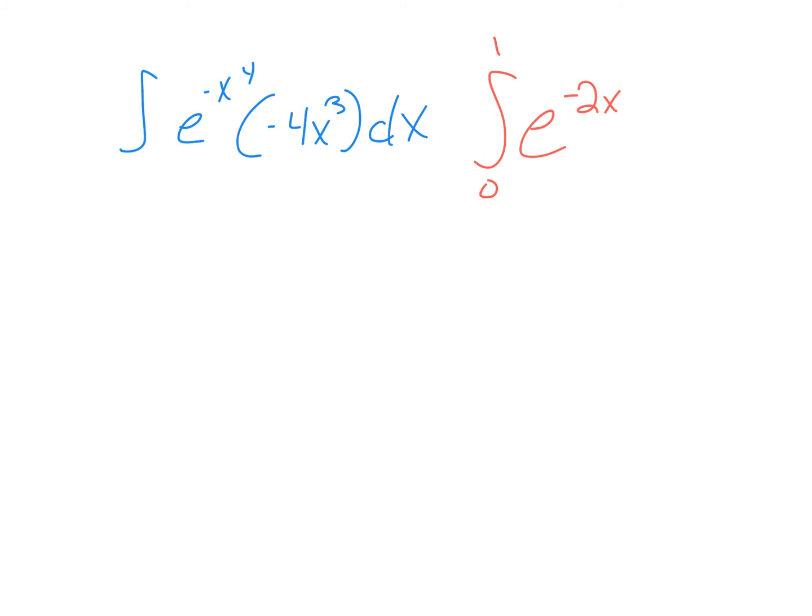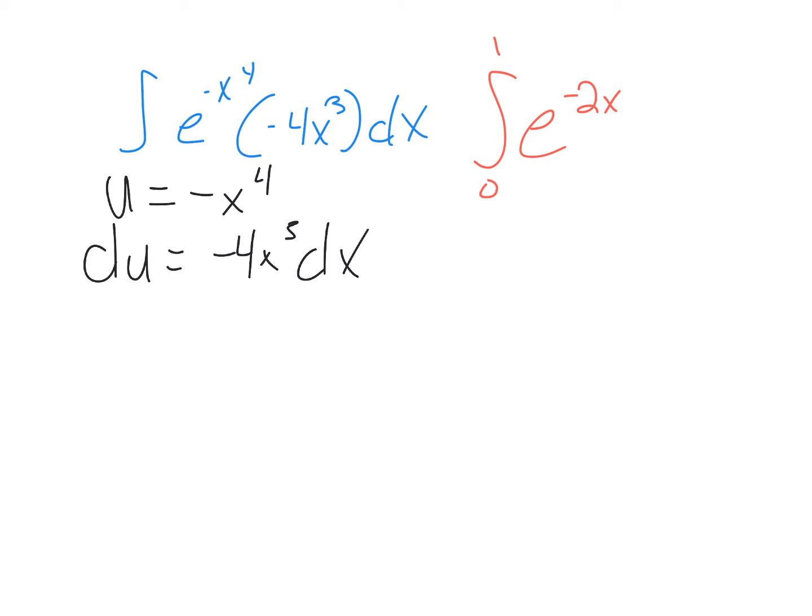So we got 2 examples right here. So I'm going to set u equal to the exponent, which is negative x to the 4th. Du is equal to negative 4x cubed dx.